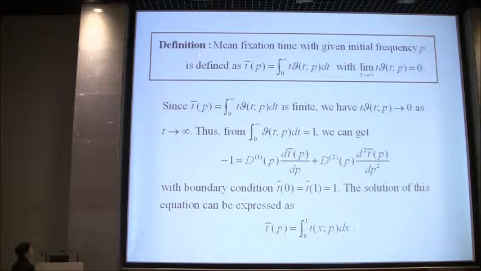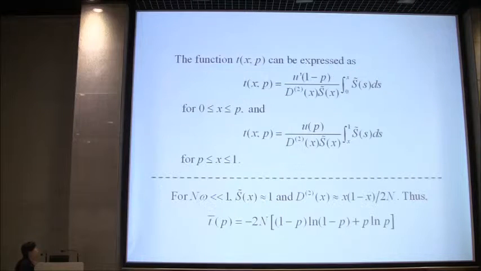Here we give the definition. The mean fixation time with the initial frequency p is defined as T bar, the integral of this. Because this integral is finite, it turns to zero as t tends to infinity. So we can get this equation with boundary conditions. The solution of the equation can be expressed by this.